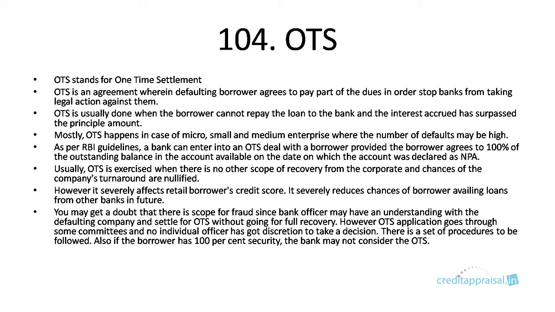If you have a doubt that there is scope for fraud, yes, it is true. So what usually happens is that one person will not be given the entire power to settle OTS. In the bank, the OTS application goes through many layers and committees. No individual executive or officer has the discretion to take this decision. There are set procedures to be followed. Also, if a borrower has 100% security, the bank usually will not consider OTS. In that case, it can proceed through SARFAESI and sell the assets. Usually, in cases where the bank has exhausted all other options and is finding it difficult to recover the loan, they'll go for OTS.